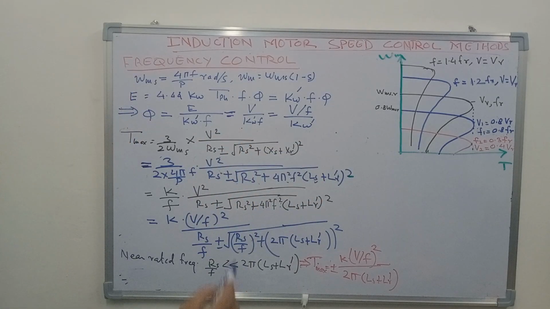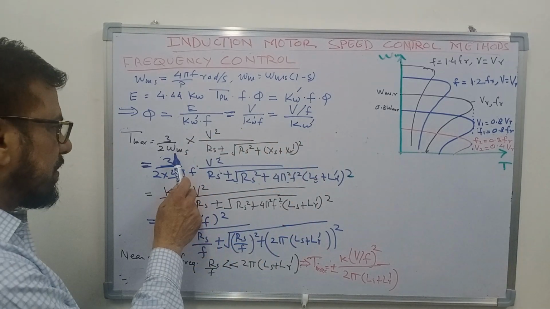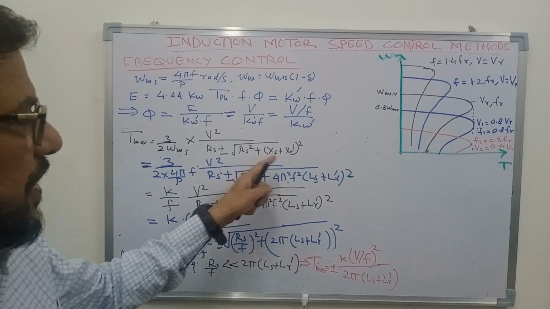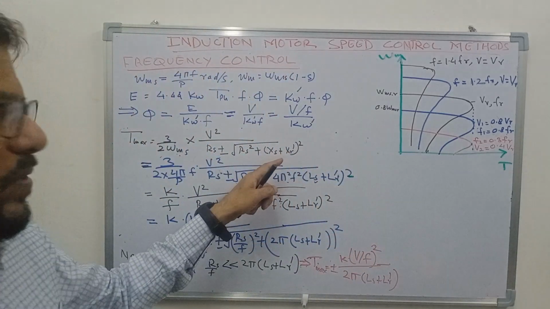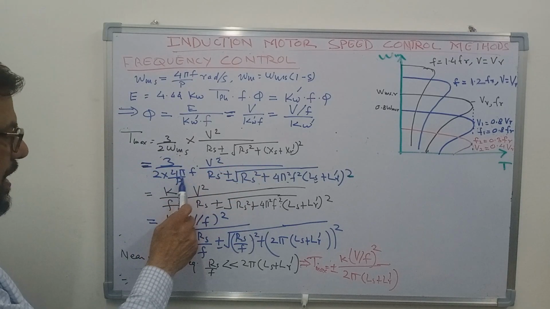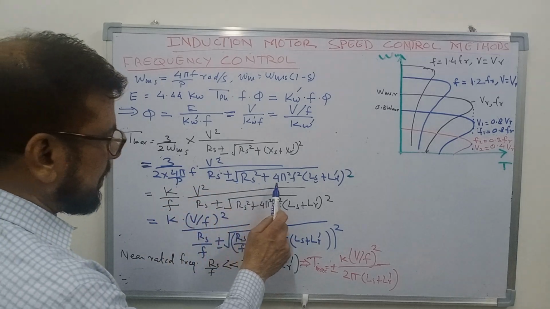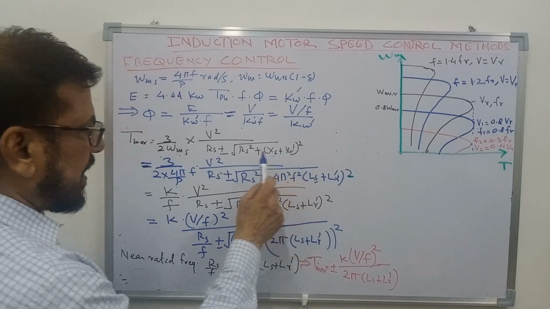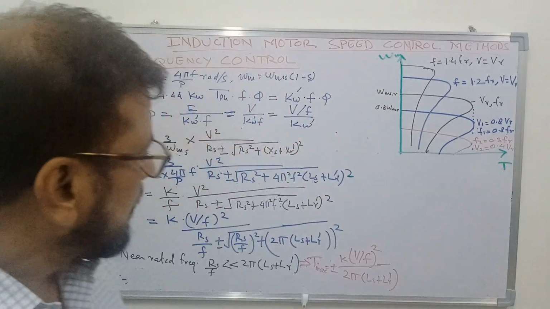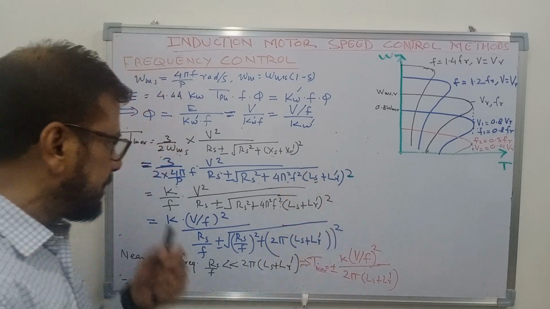Now in this some factors depend on the frequency. So what are these factors? Omega ms is a factor of frequency, and the leakage reactances of stator and rotor windings are also frequency dependent. So let us write in terms of frequency. So this is 3 upon 2, 4 pi f upon p for omega ms, V square upon Rs plus minus square root of Rs square plus, here Xs is equal to omega Ls, and omega is equal to 2 pi f. So you can write it as 4 pi square f square (Ls plus Lr dash) square.